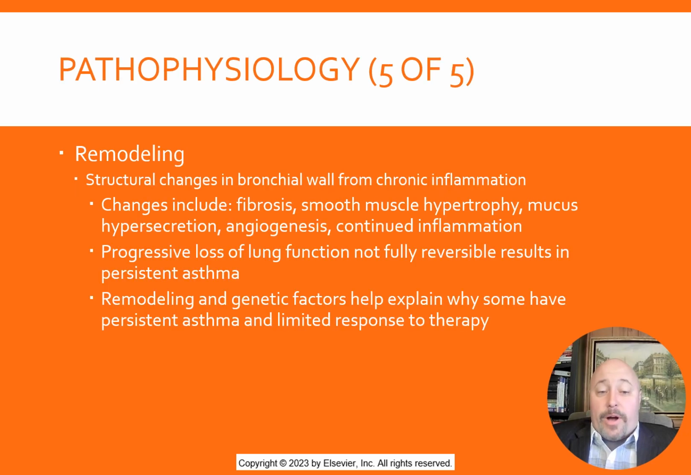In the case of remodeling, this is the structural changes within the bronchial wall from chronic inflammation. Changes include fibrosis, smooth muscle atrophy, mucus hypersecretion, angiogenesis, and continued inflammation. The progressive loss of lung function, not fully reversible, results in persistent asthma, and the remodeling and genetic factors help explain why some have persistent asthma and limited response to therapy.